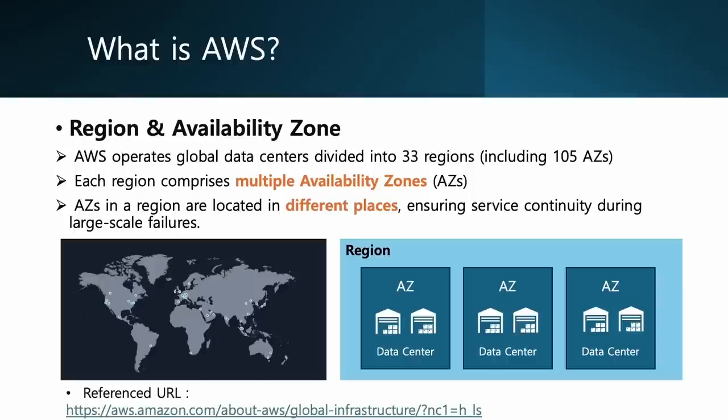Each AZ is physically separate and has its own network and power source. AZs within the same region have high-speed networking, and data is transmitted in encrypted form. So, if a specific AZ in a region fails, the service is provided from another AZ in the same region, enabling uninterrupted service. An AZ has one or more data centers. From the AWS user's perspective, since the data center is not visible, you only need to focus on the concepts of region and AZ.